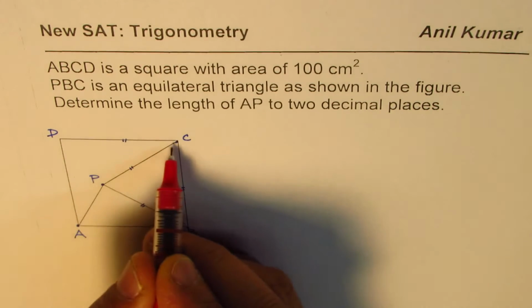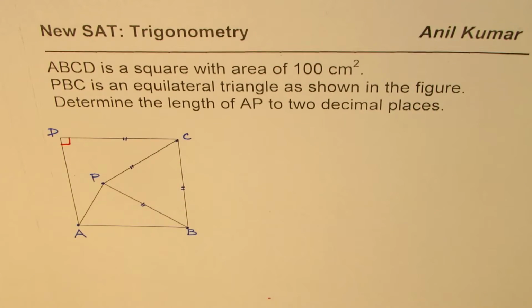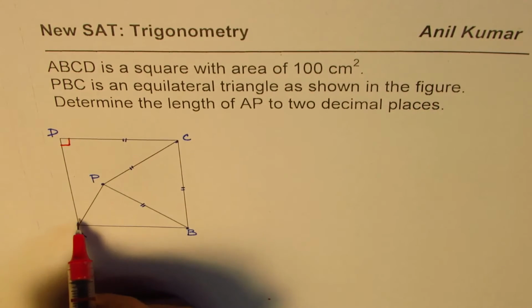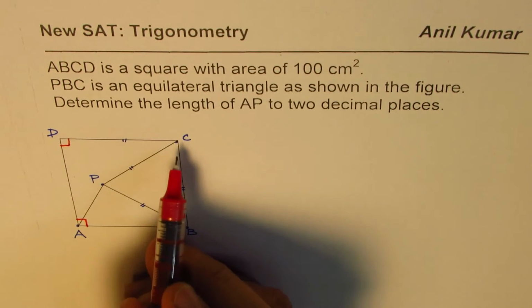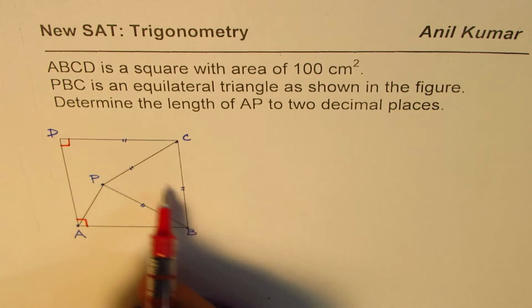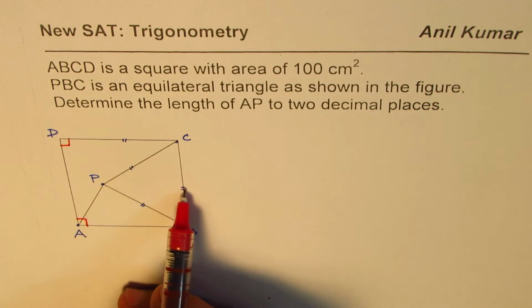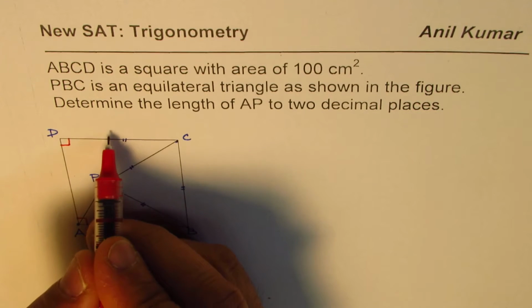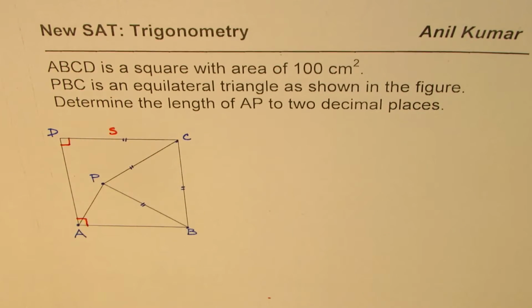Now this is a square given to you, so all these sides are equal and are at right angles, correct? So these are at right angles. Here's the triangle PBC, which is equilateral triangle. Since these sides are equal to the sides of the square, we can take each side as S. Let me write them S as the sides.